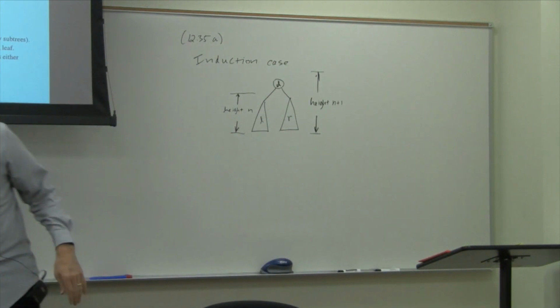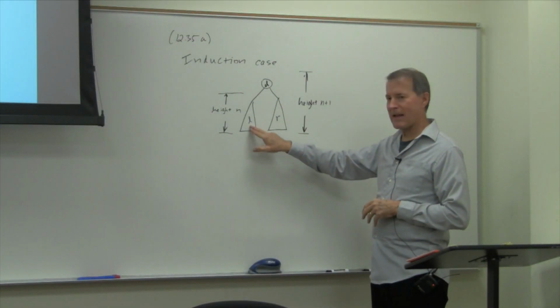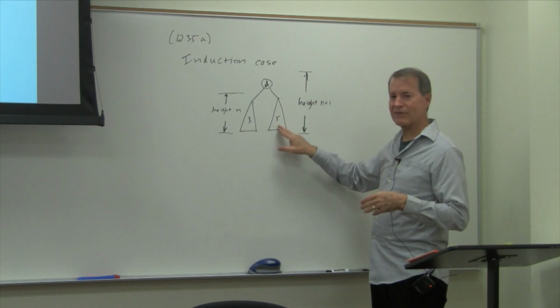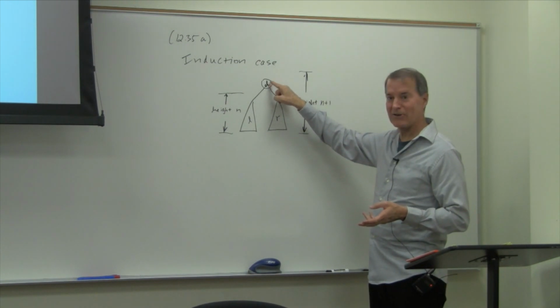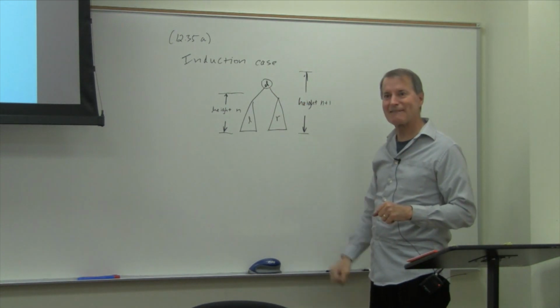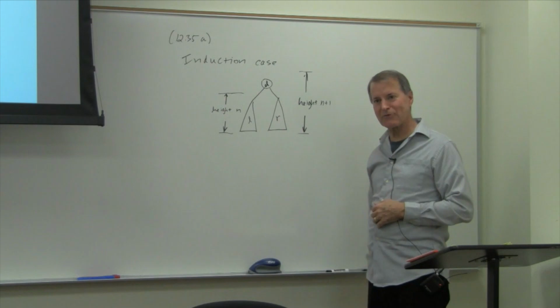What was 12.5B? Prove max internal nodes equals... Oh, well, what do you think? So if we were doing 12.5B and having to argue for the maximum number of internal nodes, can you tell me, with this exact same picture, what the argument is? Well, if L has to have the maximum number of internal nodes, and R has to have the maximum, and the total is... but this is also an internal node, so it's 1 plus. So there's a 1 plus in that one that wasn't in the one before.